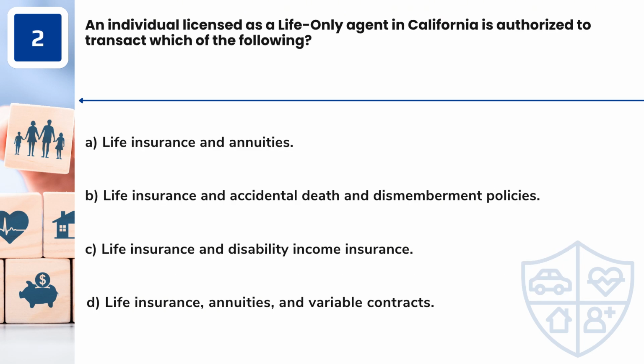Question 2. An individual licensed as a life-only agent in California is authorized to transact which of the following? A. Life insurance and annuities. B. Life insurance and accidental death and dismemberment policies. C. Life insurance and disability income insurance. D. Life insurance, annuities, and variable contracts.